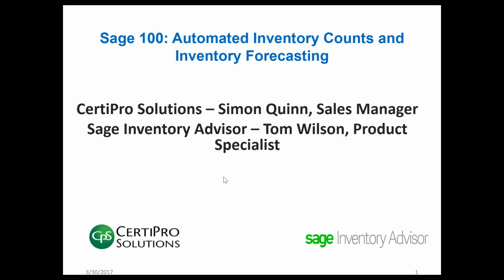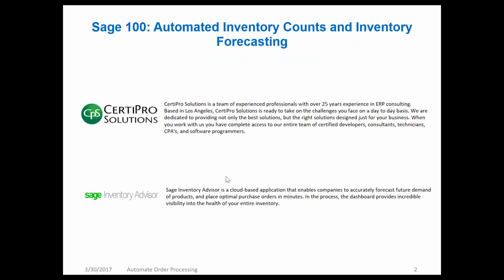And just a little bit about the companies to get started. CertiPro Solutions has been in the Sage 100 space for 25 plus years, and they're based in Los Angeles. And they have a couple different integrated solutions, and this integrated solution here is one of their most popular solutions, automated inventory counts. That also works with Sage 100, 500, and X3. So we also have Andy Tatayan. He's a principal over at CertiPro Solutions, and he'll be helping us answer questions at the end of the presentation. So he's here to help support.